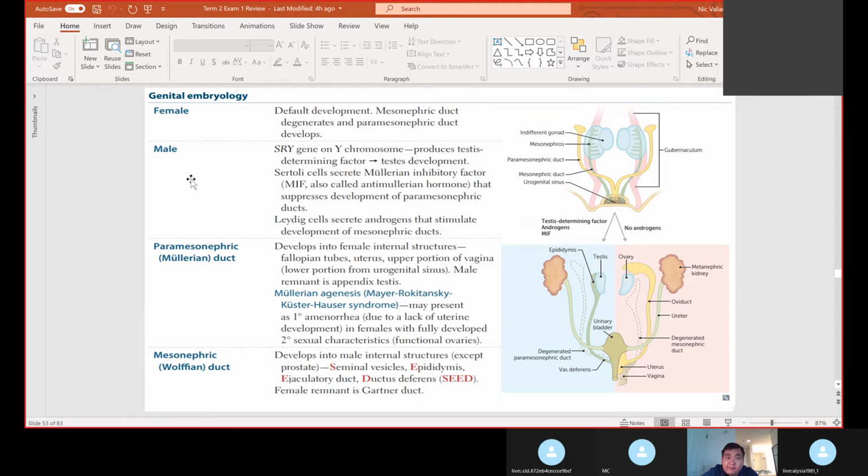So let's summarize. Female: development of the paramesonephric duct, degeneration of the mesonephric duct. In male, you need to have an SRY gene, which produces TDF, testis determining factor, which causes testis development. Sertoli cells secrete MIF, Mullerian inhibitory factor, which suppresses the development of your Mullerian duct or paramesonephric duct. Leydig cells secrete androgens and stimulate the development of your Wolffian duct or mesonephric duct.